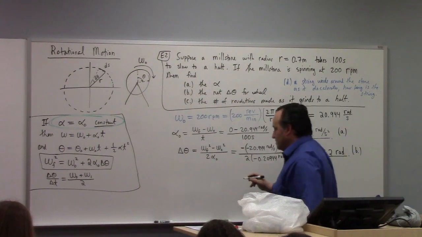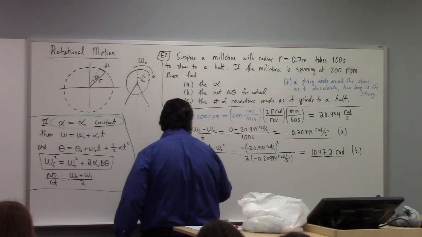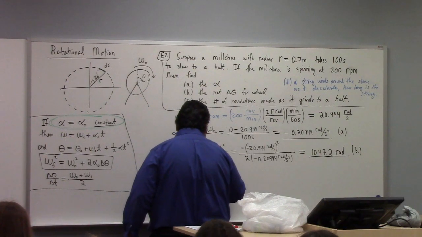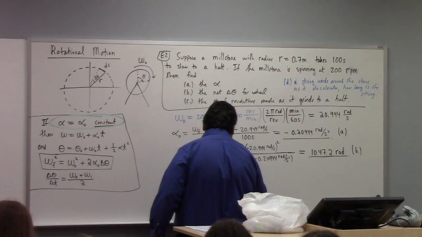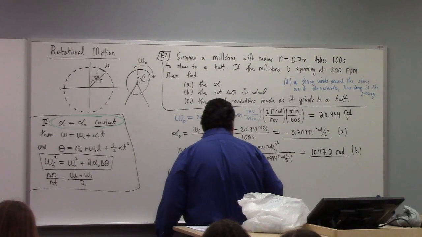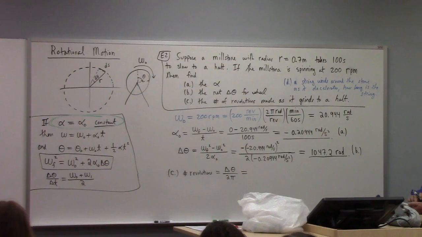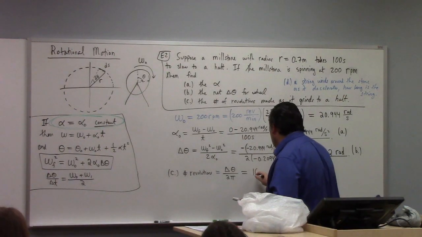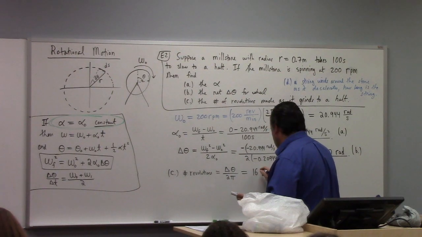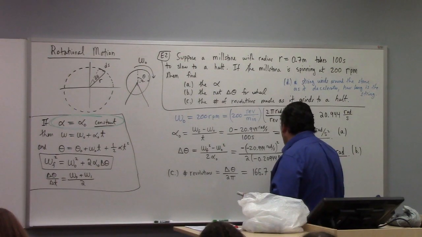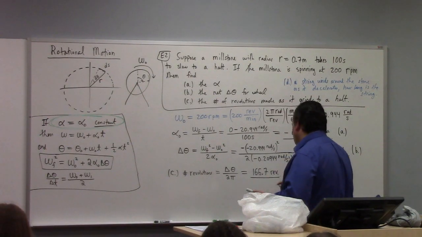How about C? So the number of revolutions, right? We take the change in theta and we divide by 2 pi. And what's that give me? 166, say 0.7, something like that, revolutions. I usually just abbreviate revolutions rev. So there's the answer to part C.